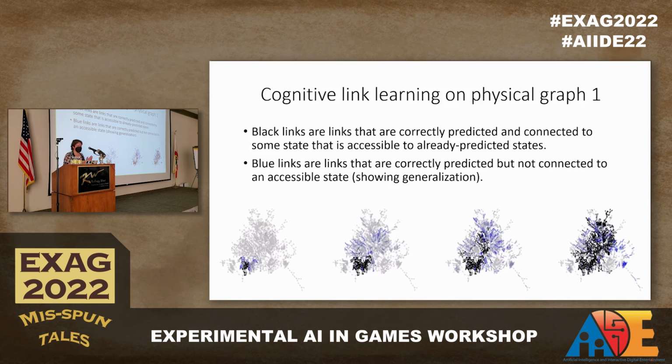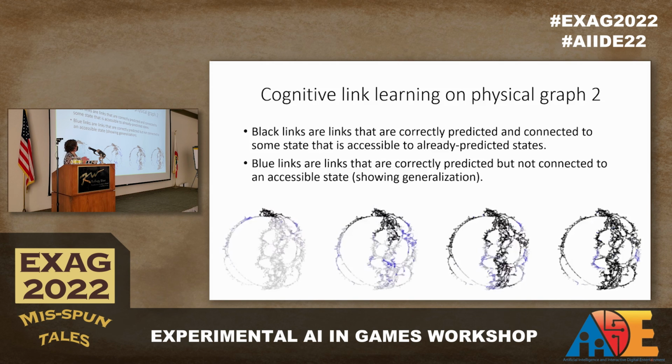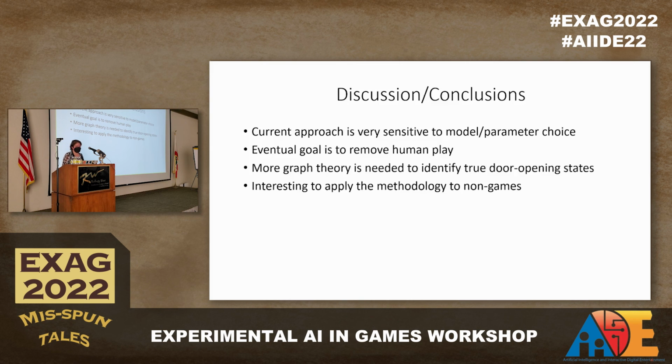And what we think we see here is that these black links are links that are correctly predicted. The blue links we think show generalization, because they are correctly predicted but they're not connected to an accessible state in the graph. So we can see what would happen without actually having it happen first. And here's a fun graph showing the same thing on our second method. This actually happened really fast, which was surprising. What that means to us is that once the player learned to solve the first part of the level, they knew how to play the entire game.